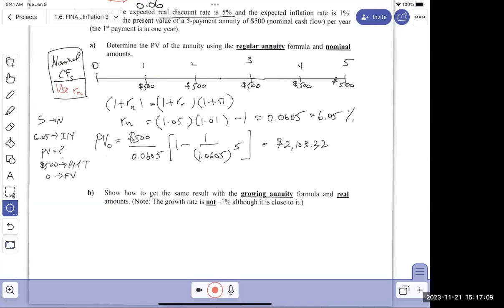If I'm getting $500 at the end of every period, and there's inflation, what happens to my purchasing power? It goes down. Excellent. So I don't multiply; I'm going to have to divide. You're on the right track, okay?